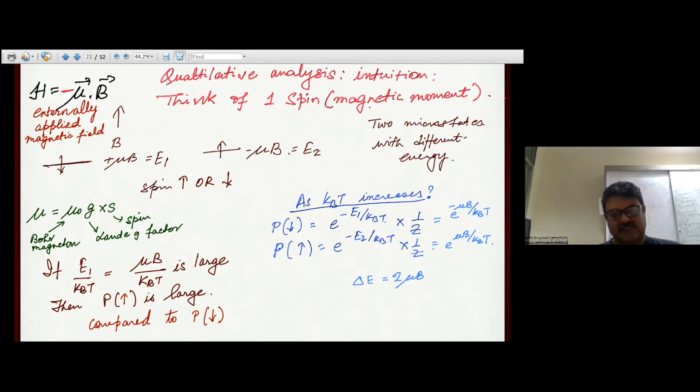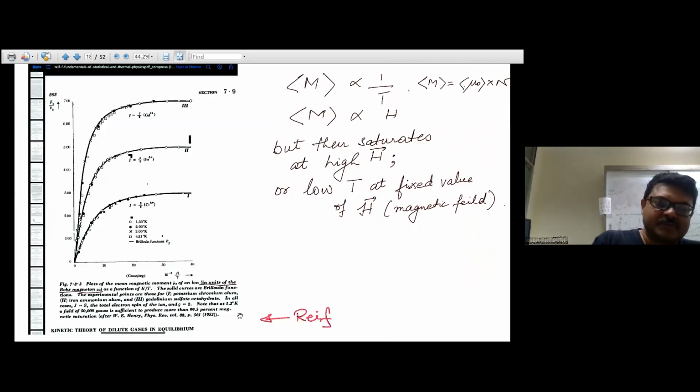What does it mean? It means the probability of pointing up and pointing down are different. One is 1 minus x, one is 1 plus x, but by a relatively small amount. The probability of pointing up and down is nearly the same, not exactly the same, but nearly the same. So at very high temperatures, you have an equal number of spins pointing up and an equal number of spins pointing down, with a slight difference. And the net magnetic moment that you see is nearly zero.